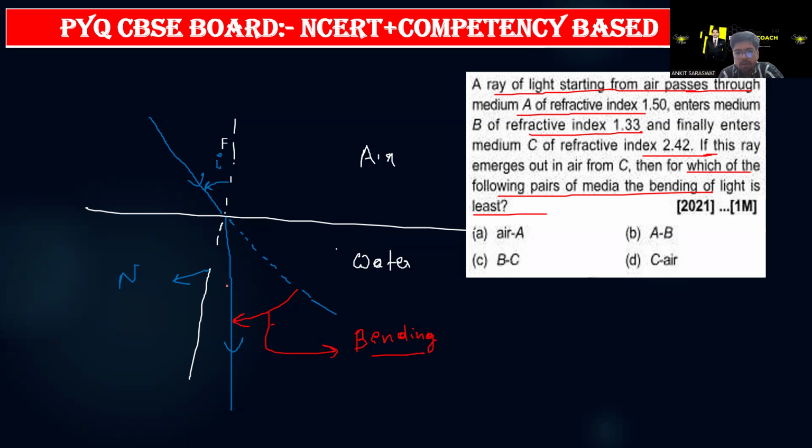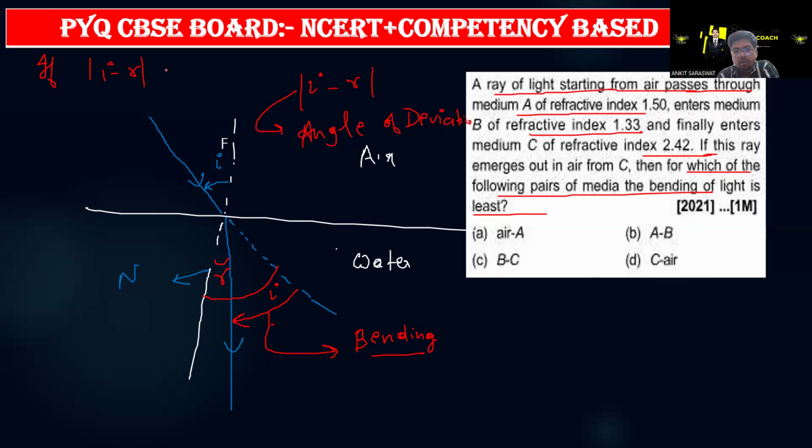Now, if this is I, this is also I, and this is R. If you ask me how much it bends, it will be I minus R. This is the angle of deviation or bend. At what angle is it bent? The angle of deviation. So if this angle of deviation is more, then there is more bending. Why am I taking the modulus of I minus R? Because it is not negative.